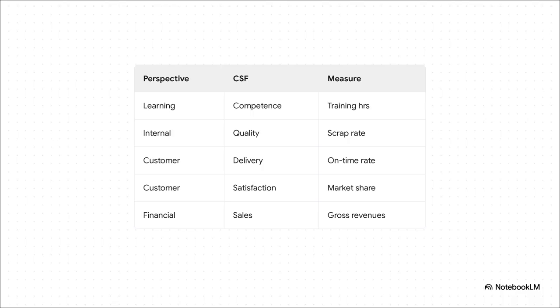Moving up a level to internal business processes, if your objective is quality, you'd measure the rate of scrap or rework. Moving up again to the customer perspective, if you're aiming for prompt delivery and satisfaction, your measures are going to be your on-time delivery rate, your number of returns, or even your overall market share. And finally, sitting at the top in the financial perspective, if your main goal is to increase sales, well, your measure is simply your gross revenues.